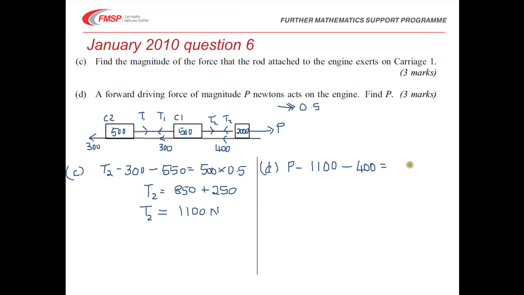But we've also got this resistance force of 400 newtons. And that is causing, again, we're using F equals ma here, so that is our resultant force, and the mass of the engine was 2000, and the acceleration 0.5. So if we work all that out, that's P minus 1500 equals 1000. So the driving force must be 2500 newtons.